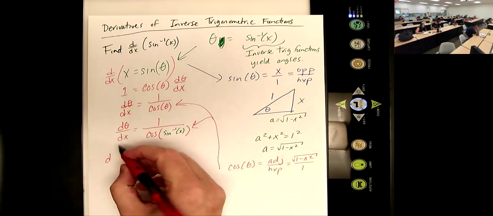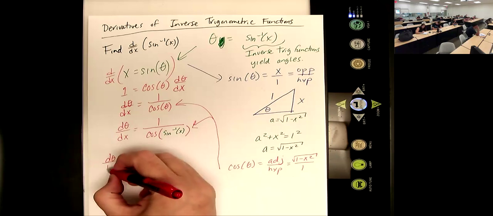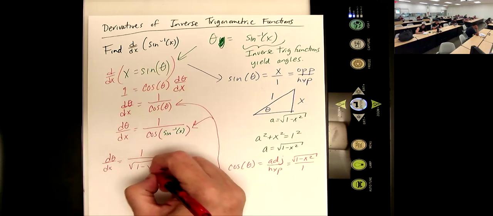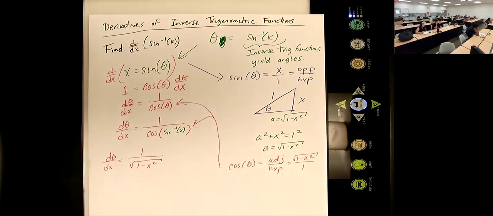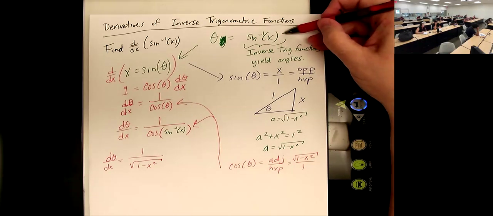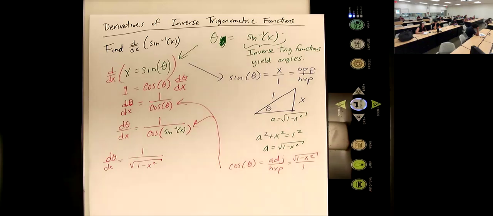D theta dx equals 1 over square root of 1 minus x squared. And that's what we were looking for. We wanted the derivative of sine inverse, and that's d theta dx.